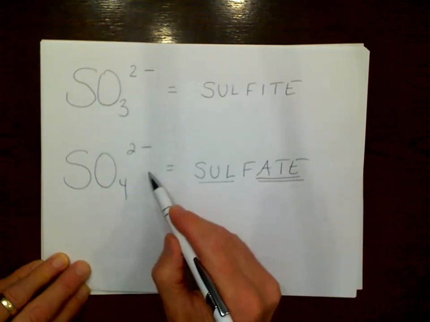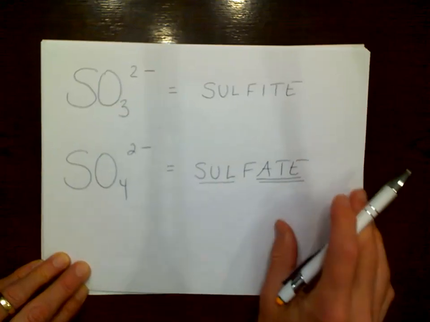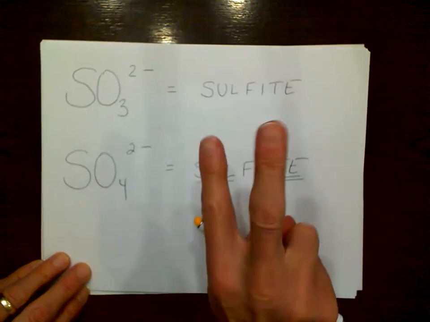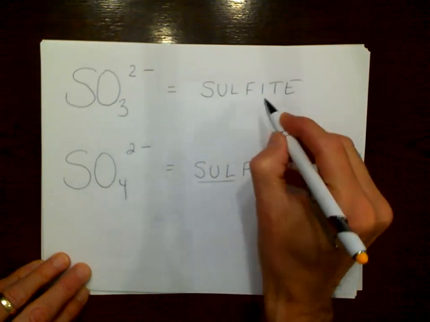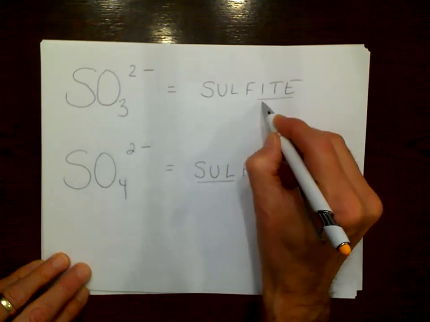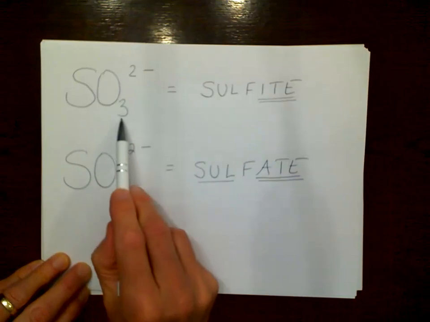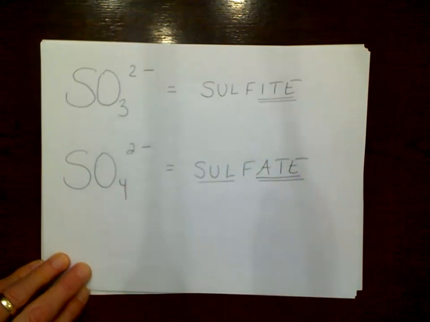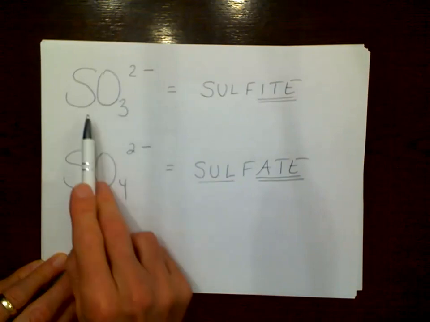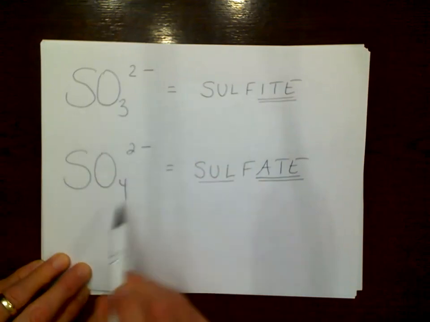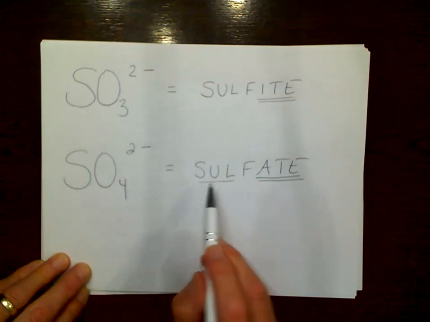And then the one in the polyatomic ion pair that's 1 below the high number. And again, this only works if there's only 2 of them. This one we give the ITE suffix for the polyatomic ion in the pair with the lower number of oxygens. So this would be called sulfite, and this would be called sulfate.